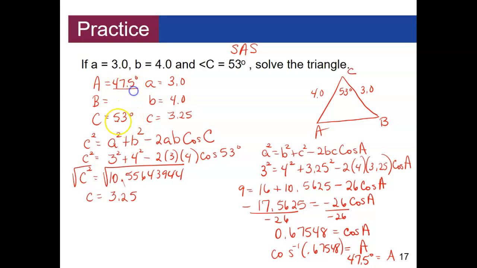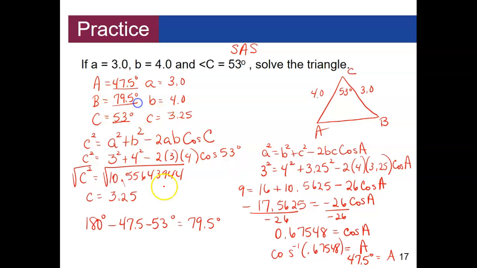And then for angle B, we've got a couple options. One, since we know the sum of the angles of a triangle is 180, we'll do 180 minus 47.5 minus 53. And when we do that, we're going to get 79.5 degrees for our answer. Okay, so that's going to go in here.